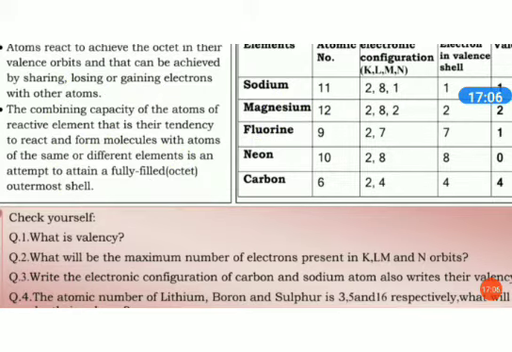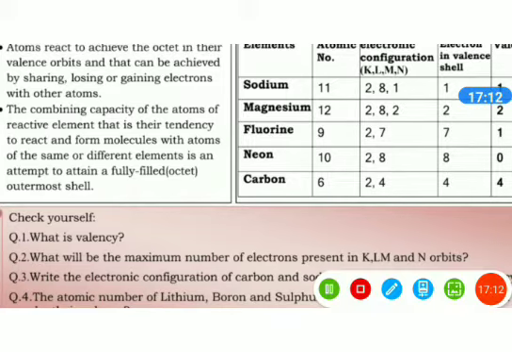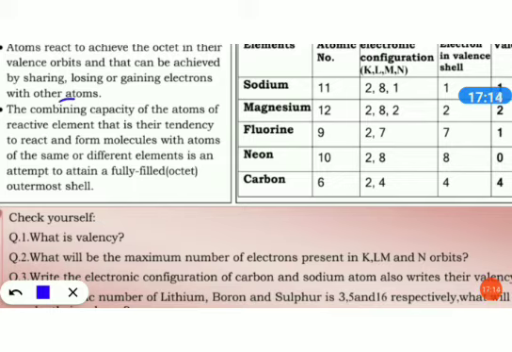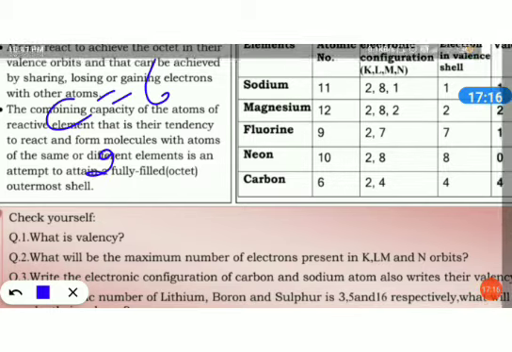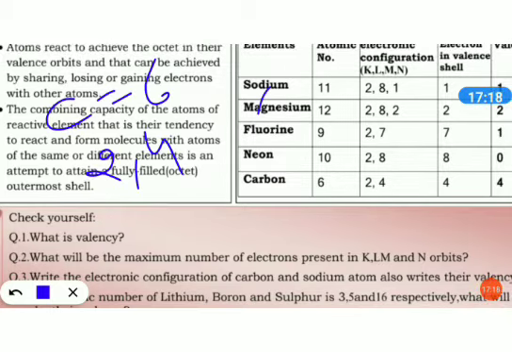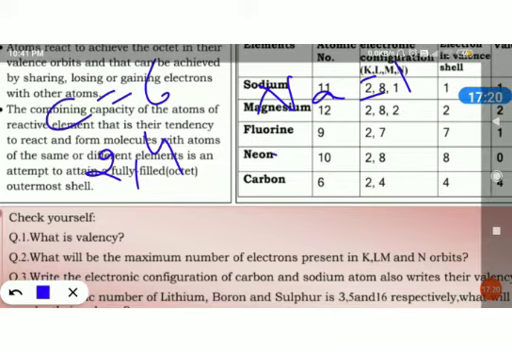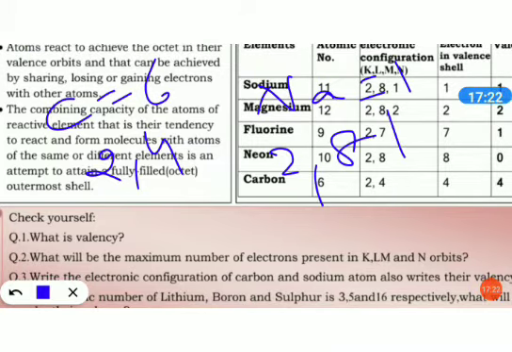Now next question is, write the electronic configuration of carbon and sodium and also write their valency. Carbon, atomic number 6, is 2,4. Sodium, atomic number 11, is 2,8,1. So valency of sodium is 1 and that of carbon is 4.